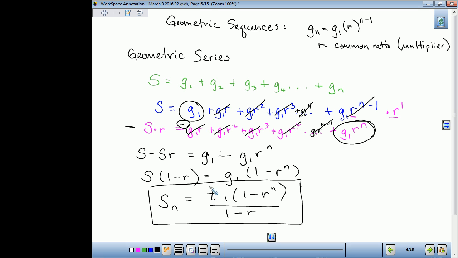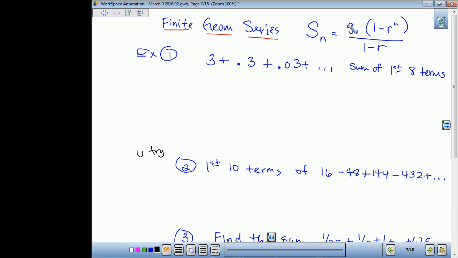A lot of times on a test I would use T for a term, and that way it doesn't define it as arithmetic or geometric. You can use any variable you want. But right now we're in the middle of just pure geometric, so I'm using a G.